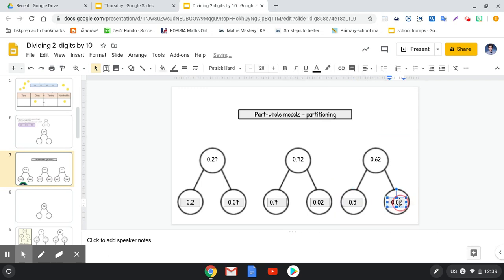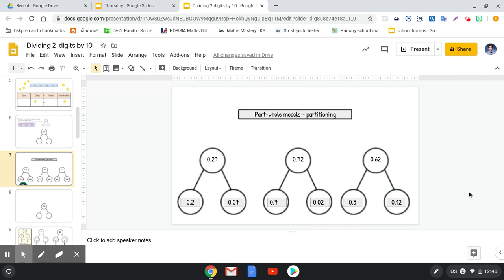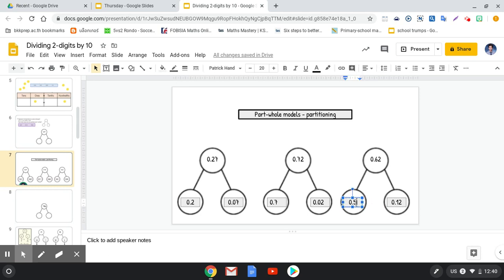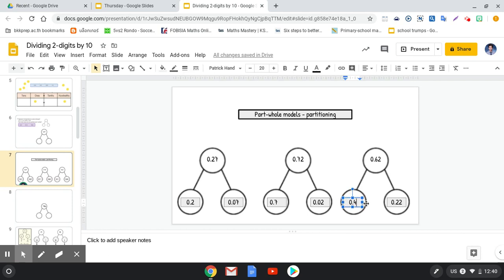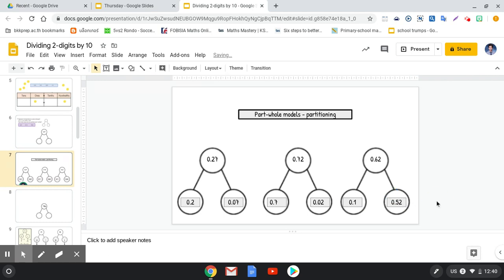and 0.12 also make 0.62. Or I go a little bit further and go, okay, I know that 0.4 and 0.22 come together to make 0.62. Okay, I could go even further and drop this all the way down to 0.1. And I can make this a 0.52. And again, these two numbers would come together to make 0.62.